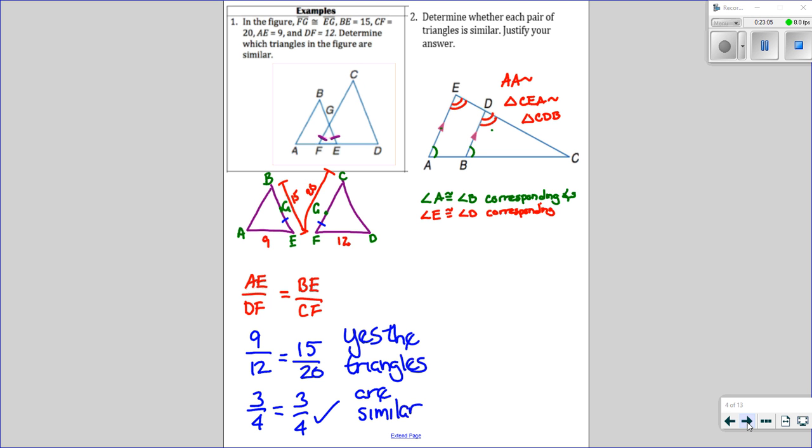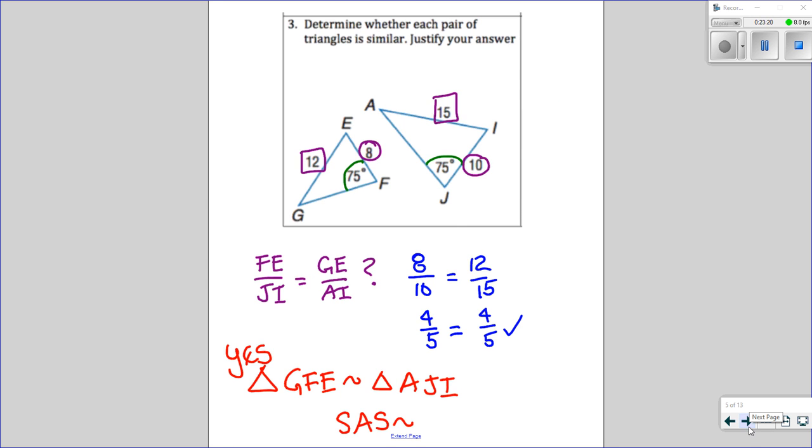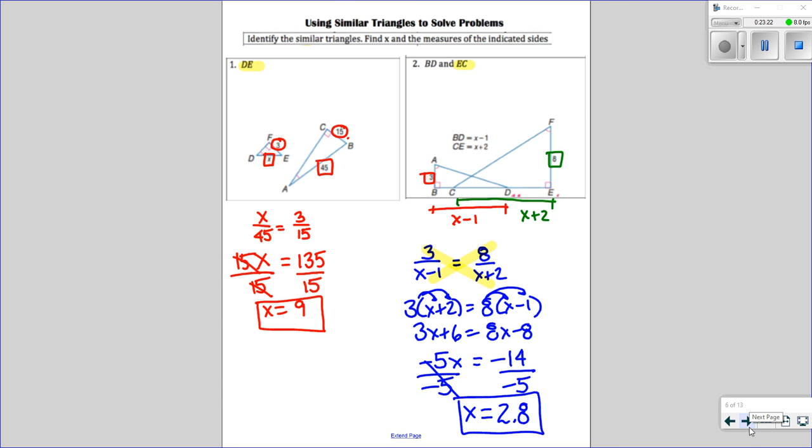And when it comes to solving, to figure out if a triangle is similar or not, set up the proportion. If it's the same on both sides, your triangle is similar. And also, when it comes to just plain solving, if they tell you that the triangles are similar, set up the proportion and solve for your variable.